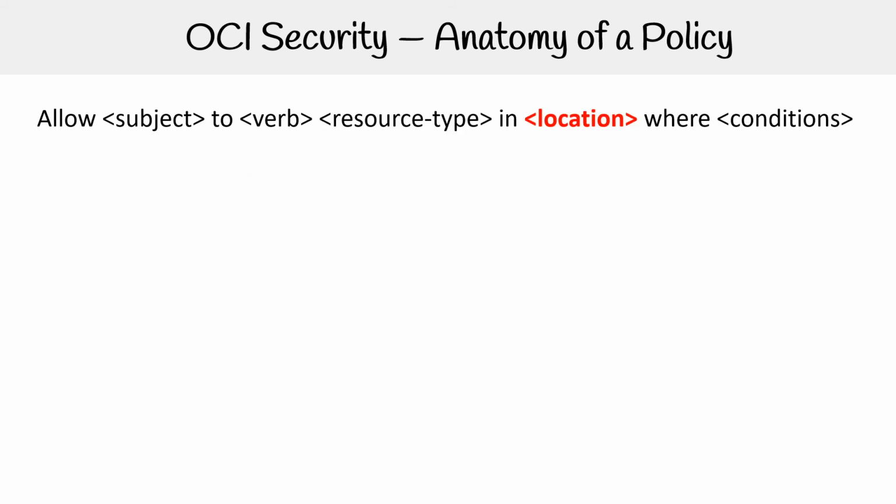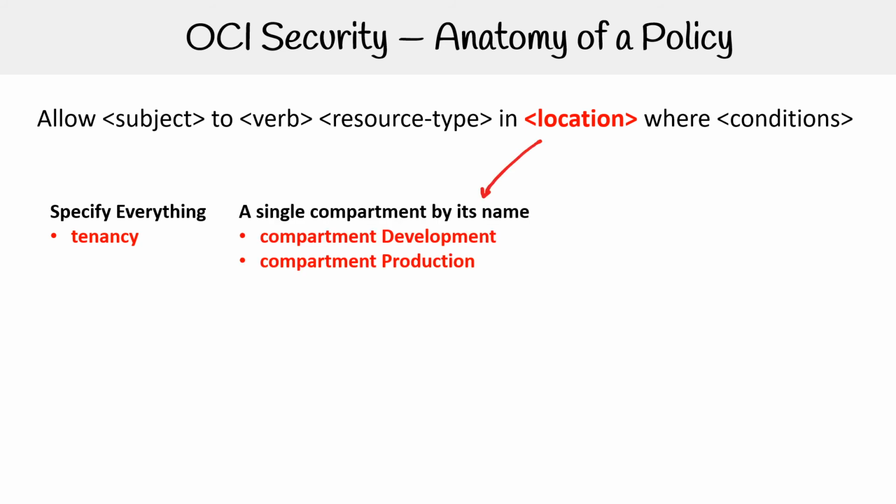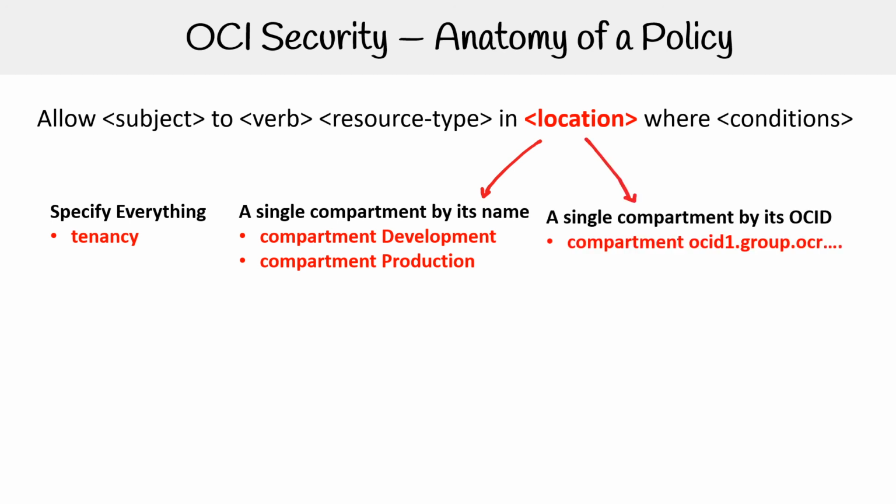Next would be the location. This could be the tenancy, so that's your root compartment. Maybe you want to specify a single compartment, such as compartment development or compartment production. Or maybe you want to specify it based on the compartment's OCID.